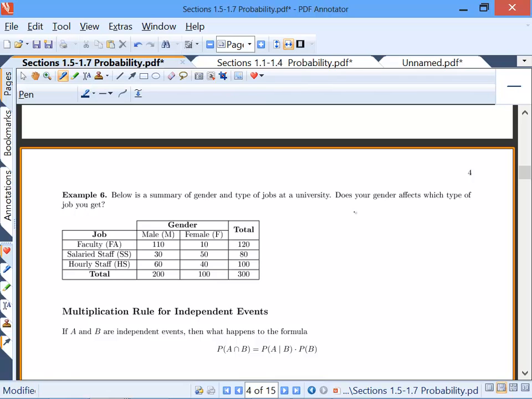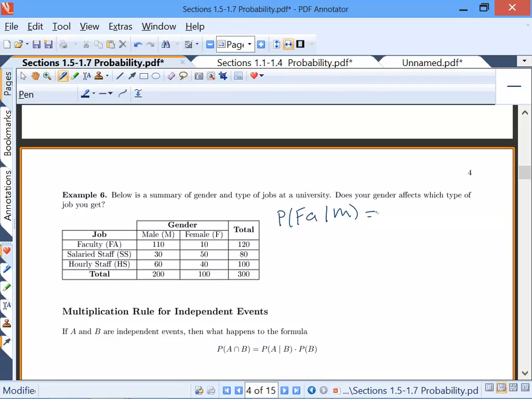Now, mathematically, it doesn't really matter because if gender is independent of job, then job is also independent of gender and vice versa. But as far as what logically makes more sense to tell your boss, you're going to want to concentrate on, does your gender affect your job? That's what he asked, so that's the conditional probability that makes more sense to me to look at. So let's find the probability of being faculty if you already know that you are male.